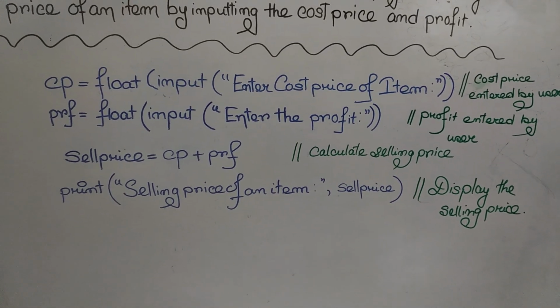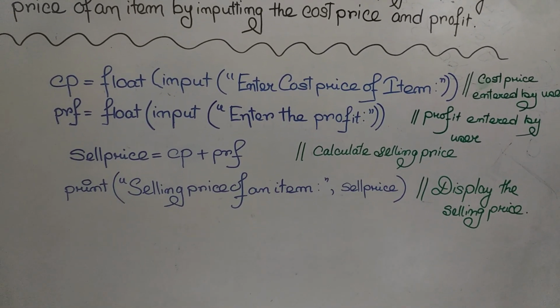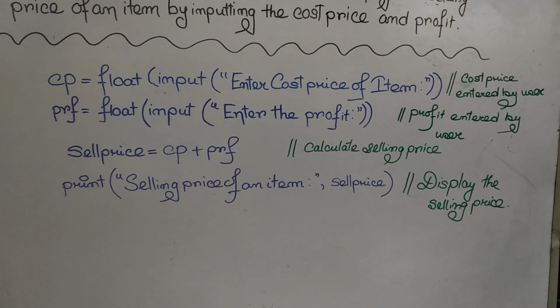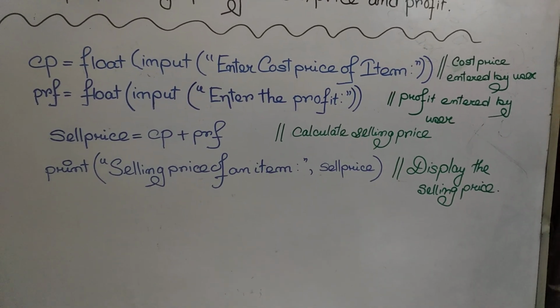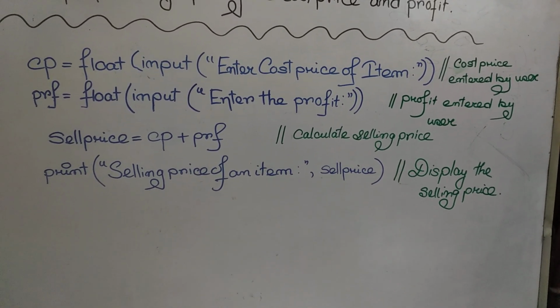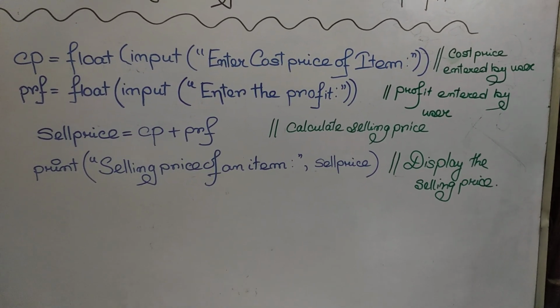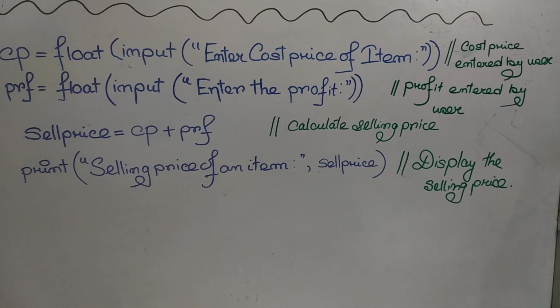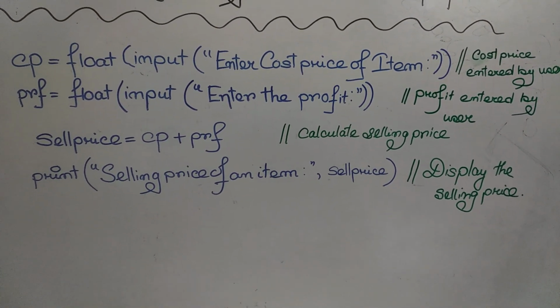First, you have to take a variable called CP. You can take also cost price. I have taken it CP. CP is equal to float, input, enter cost price of an item. The cost price which is entered by the user.